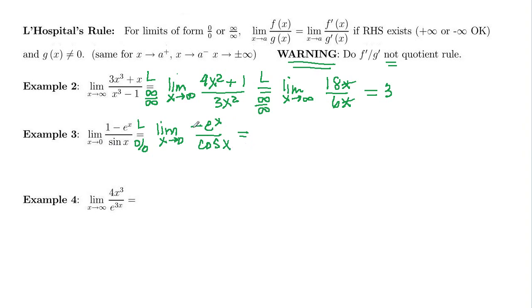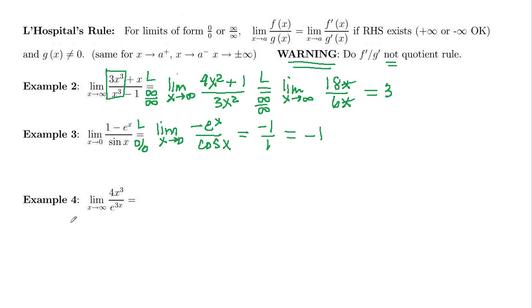This is now negative e to the 0 is negative 1 on top. Cosine 0 is 1 on the bottom. So that limit is negative 1. So where before we had no idea how to do this limit, now we can do it with L'Hopital. Now this one up here, as x goes to infinity, we could do that one before. We looked at dominant terms and we got an answer of 3, and that agrees with L'Hopital.